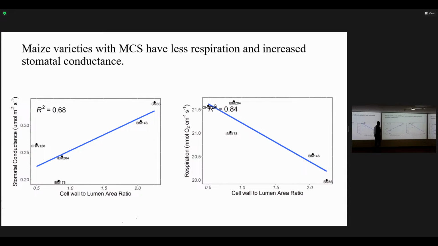We're just showing here that the cell to wall lumen ratio is basically the presence of parenchyma. So if you have a value that is higher than 2, you have MCS. And here we're just showing that some maize lines that have MCS also tend to have higher stomatal conductance and less respiration.